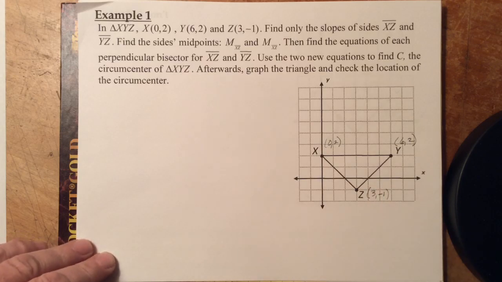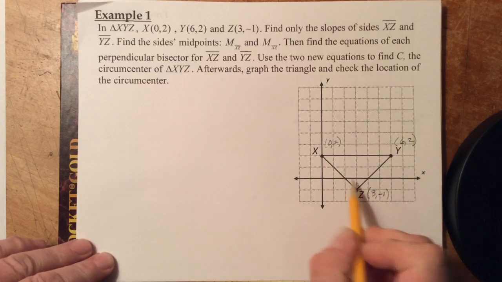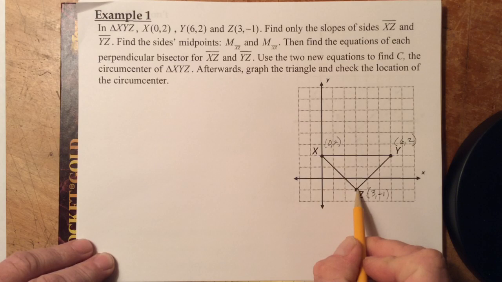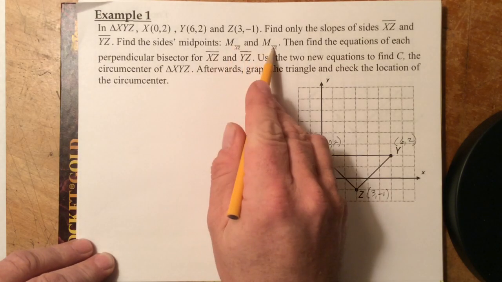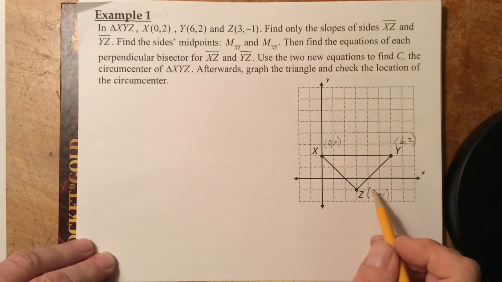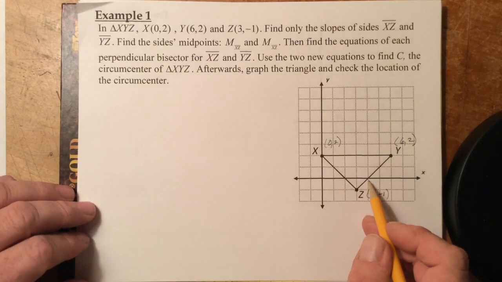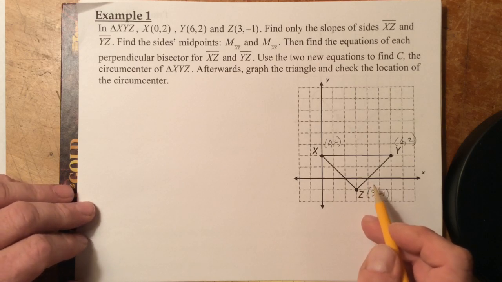Find only the slopes of sides xz, right here, and yz, these two sides here. Then find the sides' midpoints, these two. Then find the equations of each perpendicular bisector for those two sides, xz and yz. Use the two new equations to find C, the circumcenter of triangle XYZ. Afterwards, graph the triangle and check the location of the circumcenter.